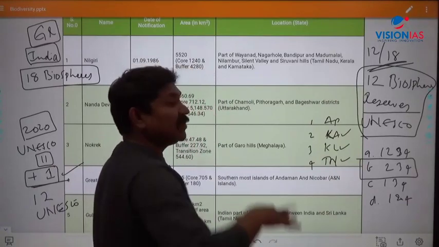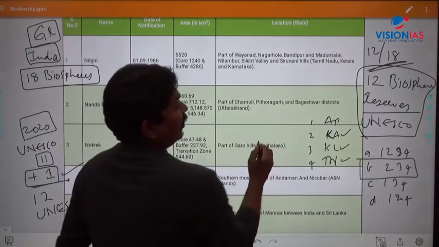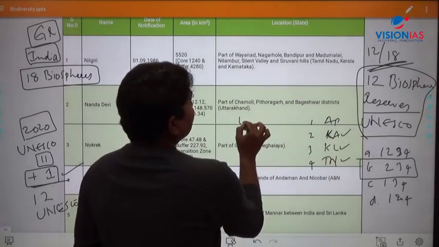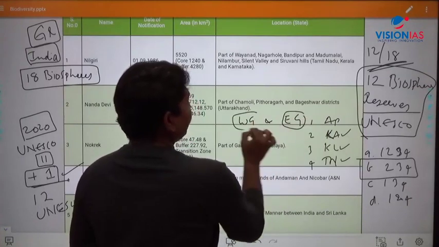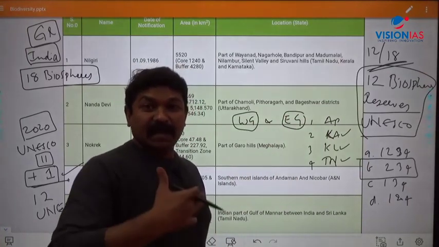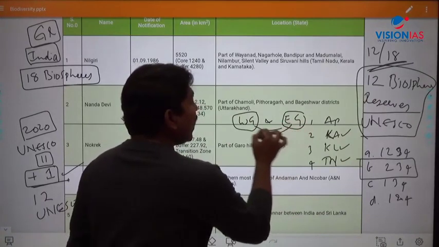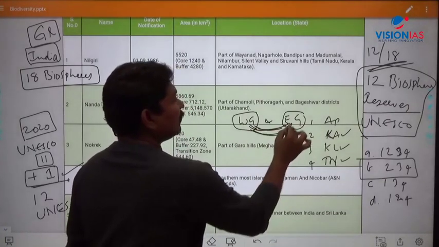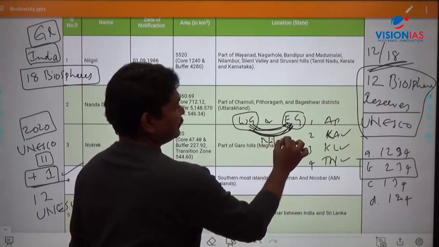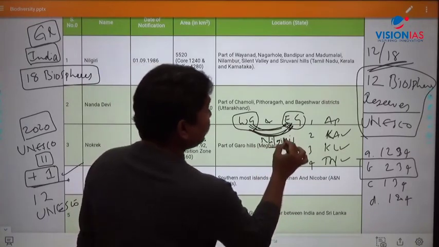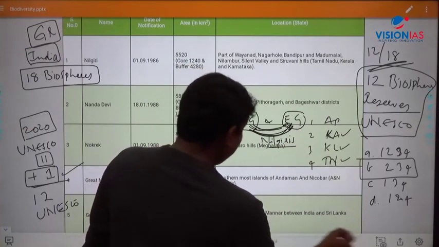The next trend was medium, between 2012 to 2017. The question was: Western Ghats and Eastern Ghats are getting connected in which part of the Nilgiris? In which mountains? Not which part.